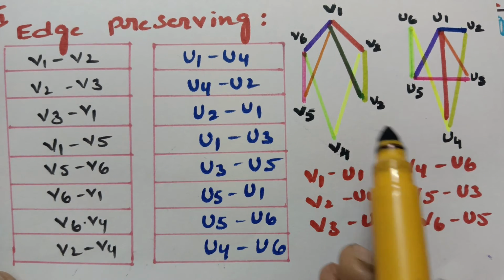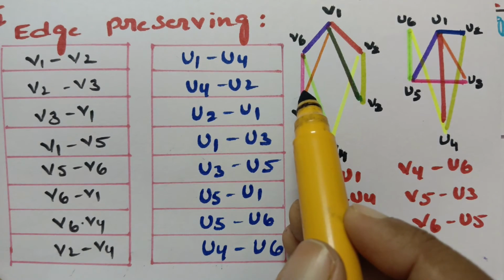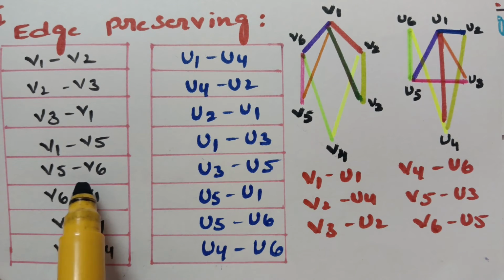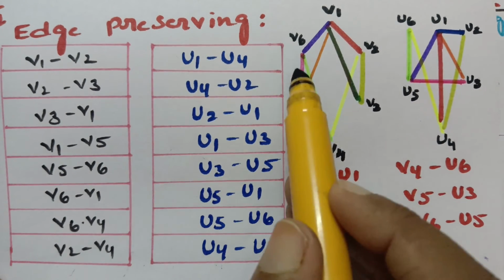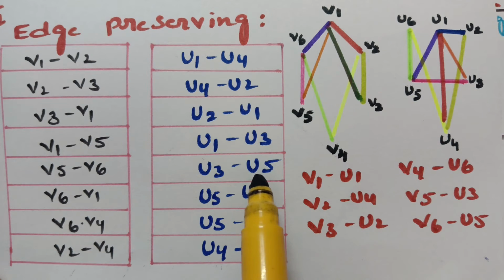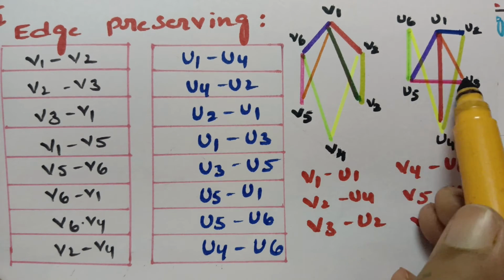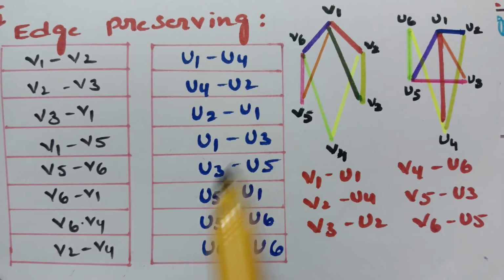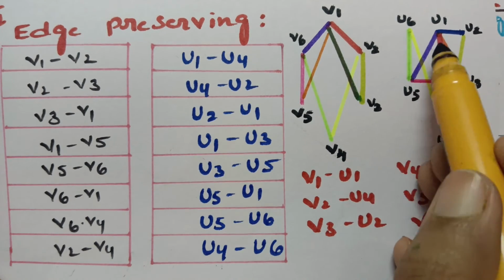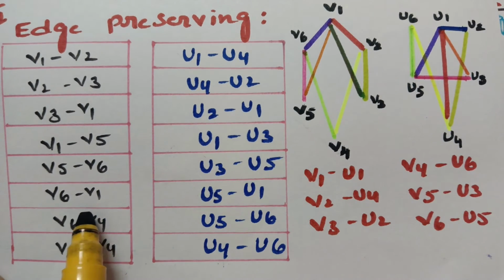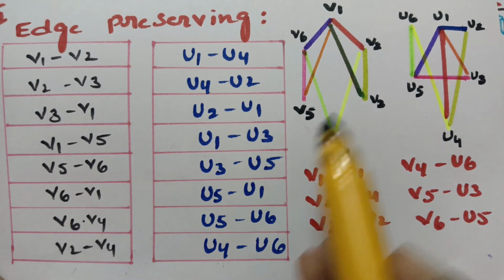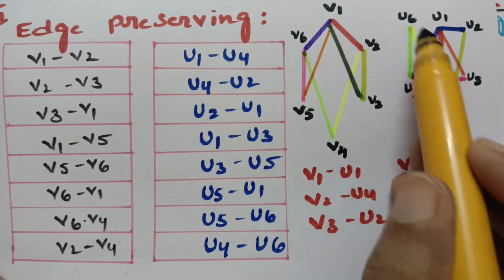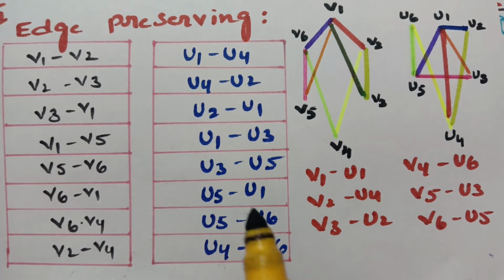So this is v1 v5, orange color here, and this is orange color, u1 u3, and next v5 v6. This is pink color, and the next one u3 u5. This is also pink color. And next one v6 v1. So this is v6 v1, this is violet color, and u5 to u1, this is also violet color. And v6 v4, this is light green here, this is u6 u5. So these are all the edge preserving.